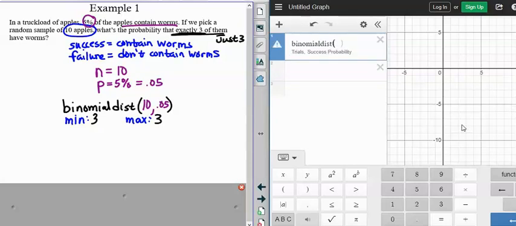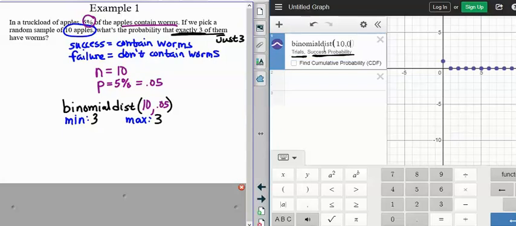The great thing about Desmos, which doesn't happen in the 84 calculator per se, is they tell you what should go inside the parentheses. So trials is there, probability of success is there. We said the number of trials is 10, so that goes first. Put a comma, because there's a comma right there too. And then we put 0.05 for the probability. Close that off. And we're like, okay, it didn't do anything. Oh my gosh, what are you supposed to do now? And so we're like, okay, well, we're good.